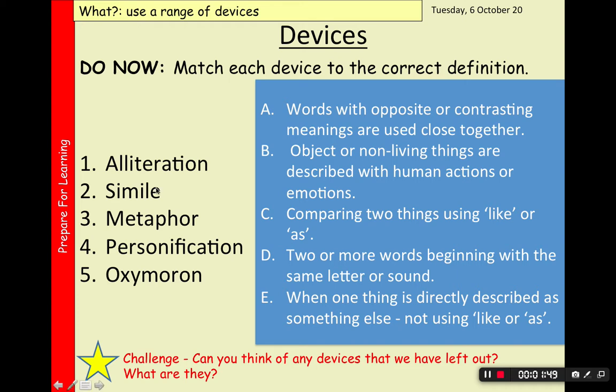And then lastly, we have an oxymoron, and that is A. So words with opposite or contrasting meanings when they're used close together or right next to each other. And then the challenge, well done for doing that. Obviously, there are lots of devices, things like rhetorical questions, rule of three, but the ones we're looking at today are just some of the key ones that are really useful in descriptive writing.